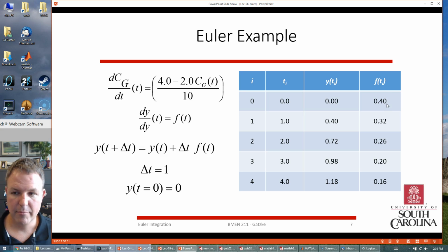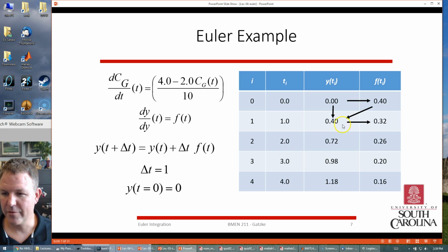And that f of t goes into the update equation here to get 0.4. So once you have the next value for y, you plug these guys in, you get 0.32 for the right-hand side of this equation. So you keep using this equation to figure out the right-hand side, and this equation to update to figure out the next value of y. So we figure out the right-hand side using these values. You keep going back and forth.